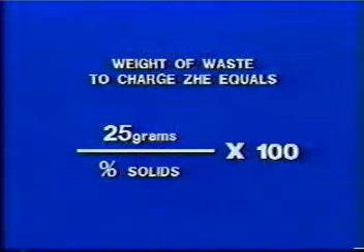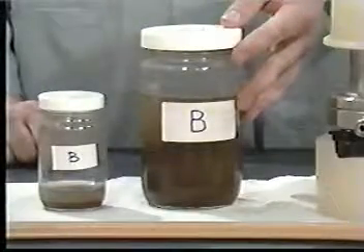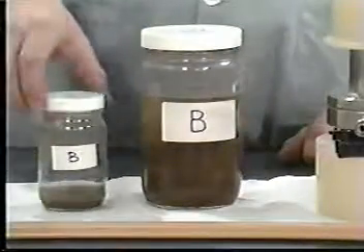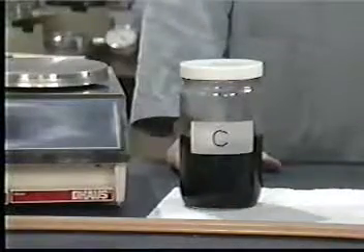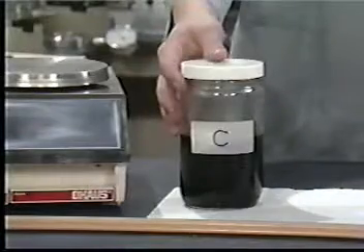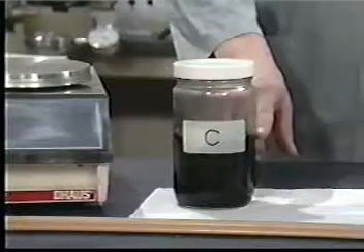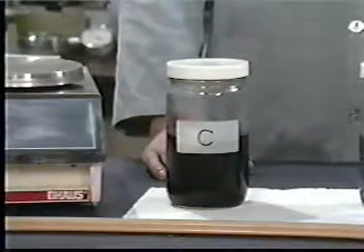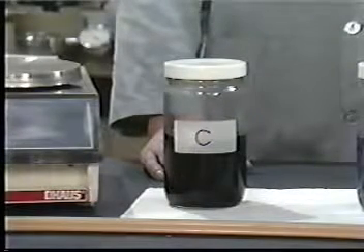Use the formula: weight equals 25 grams divided by percent solids, multiplied by 100. In our example, B contains 50% solids, so we will charge the ZHE with 50 grams of sample to obtain 25 grams of the solid phase. For wastes like C containing less than 5% solids, use 500 milliliters automatically, filling the ZHE to its capacity. Because the percent solids is less than 5, that amount of sample will not exceed the 25-gram maximum for solids.